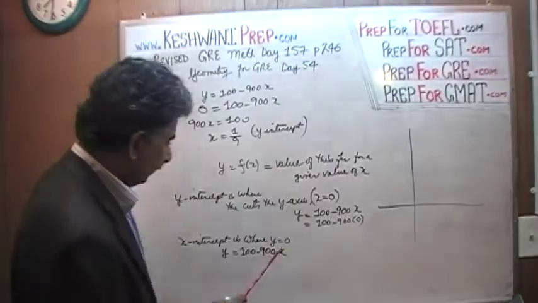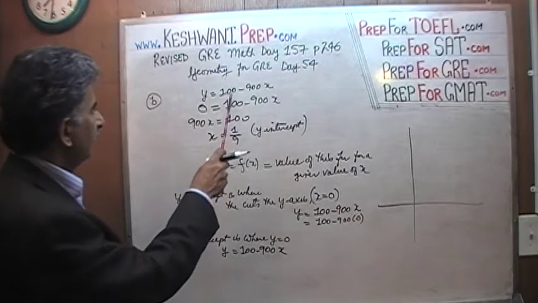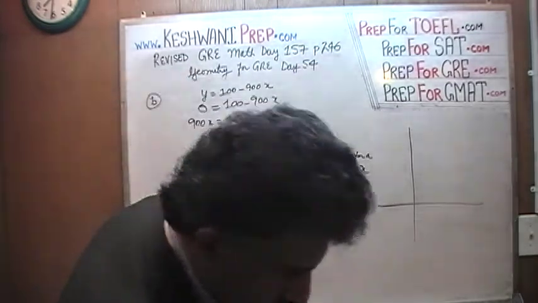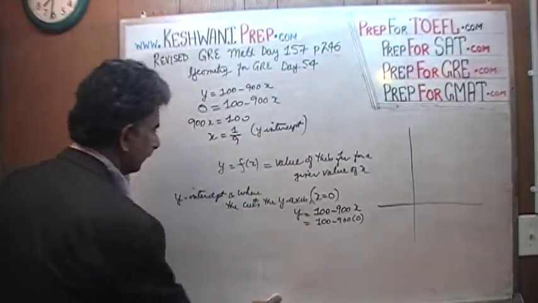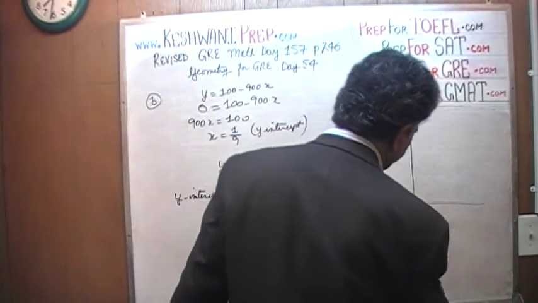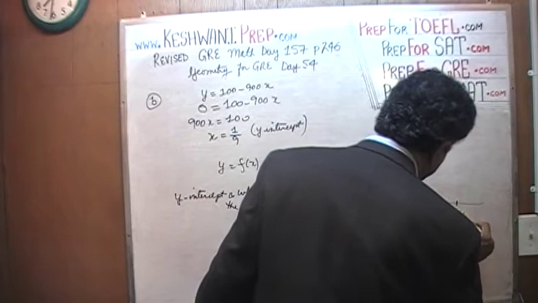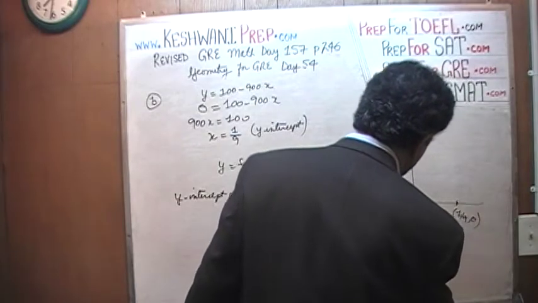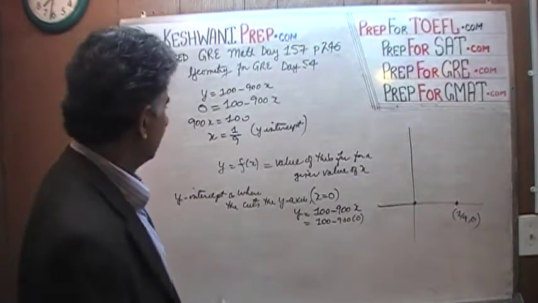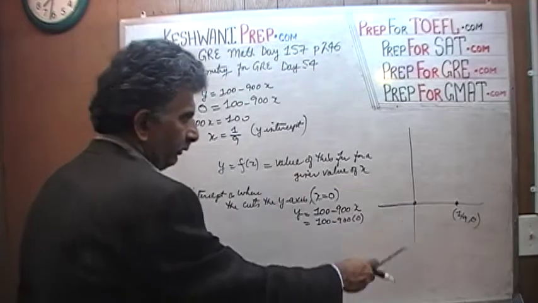When y is 0, x equals 1/9. So when y is 0 along the x-axis, x equals 1/9. So here's my 1/9. From here to here is 1/9 of a unit. And then for the y-intercept, x is equal to 0 because we are on the y-axis.